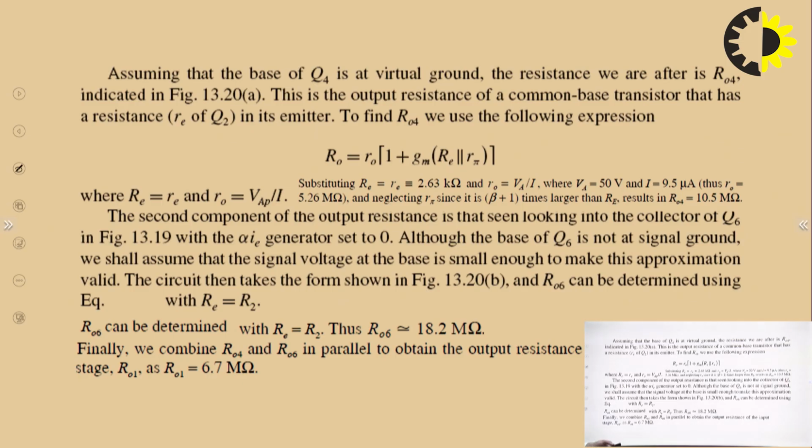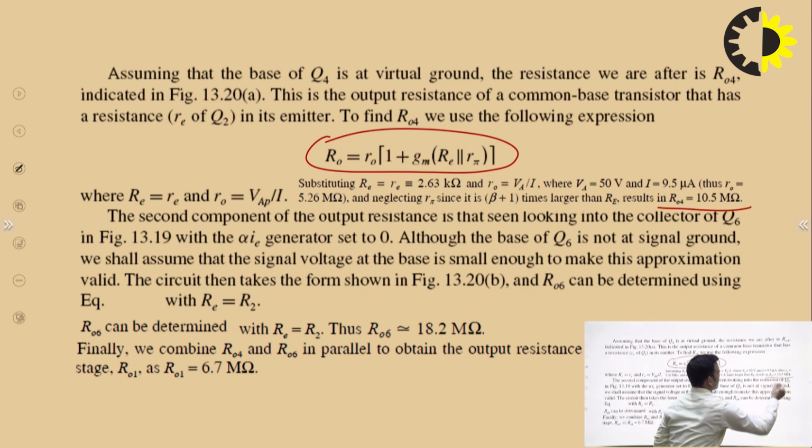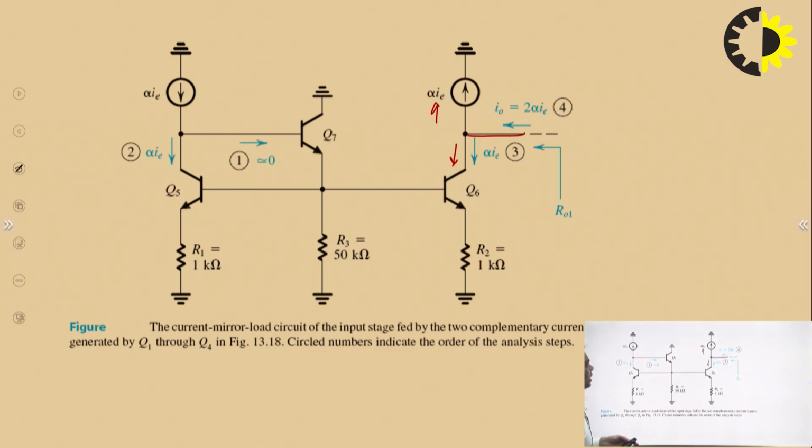Now let us talk about the output resistance. For the output resistance, you can remember this relation: R0 is equal to small r0 times (1 plus Gm Re) in parallel with R pi, and you know all the values over here. So if you put them in, you can find out RO4 is 10.5 mega ohm and RO6 is equal to 6.7 mega ohm.